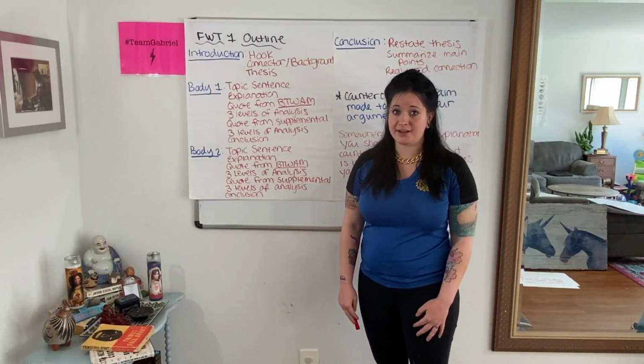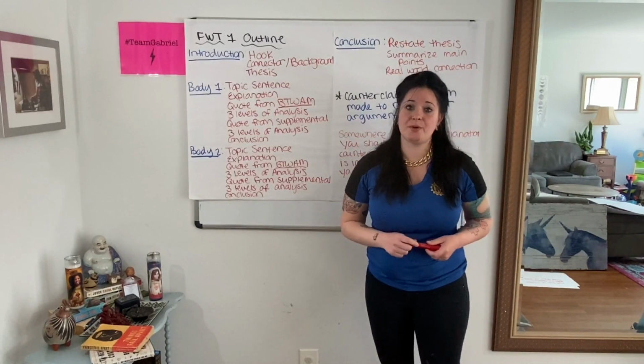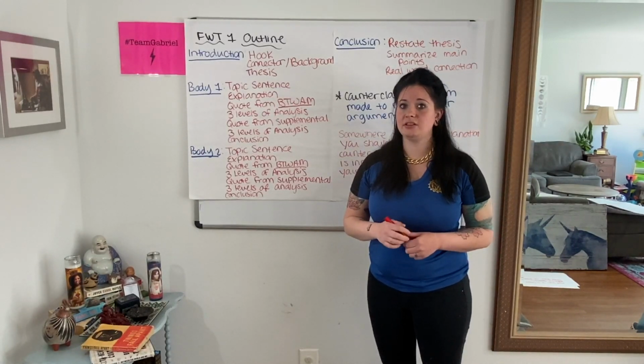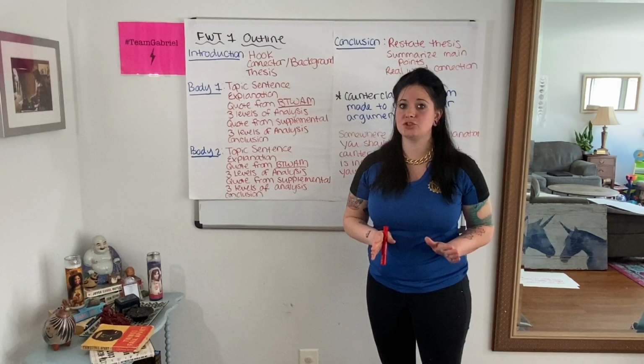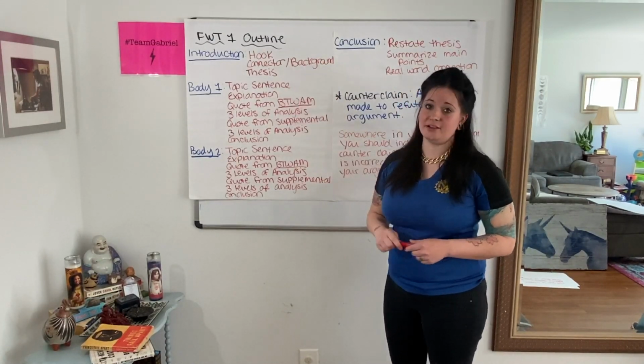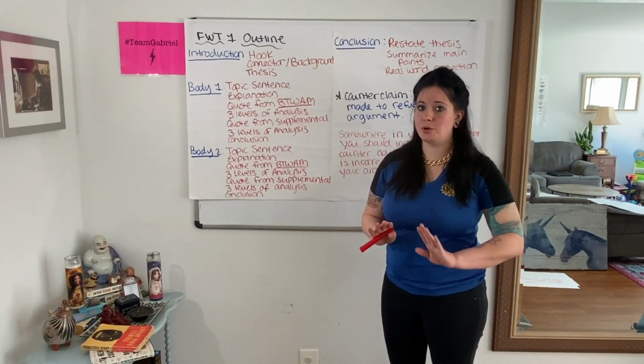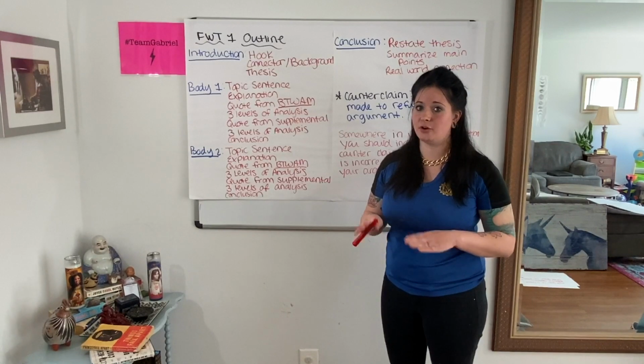Then we move on to body 1, and we start with a topic sentence. Again, you can start by restating the question, but this will be a little bit shorter than your thesis because you're only making 1 point per paragraph. After the topic sentence, I don't want you to go straight into a quotation. We need a sentence or 2 of explanation that will lead us into the quotation.